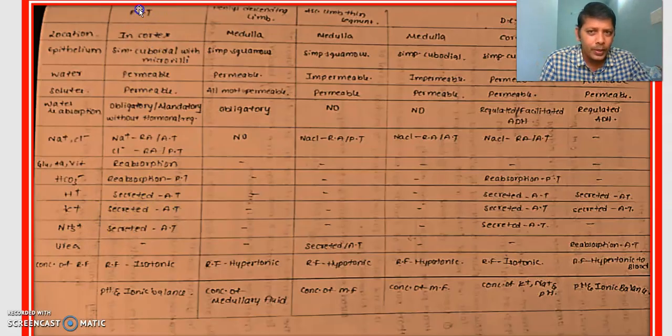They are coming from blood into PCT, using ATP, that is, by active transport. Urea reabsorption does not take place in this part. Urea is not reabsorbed in this part.